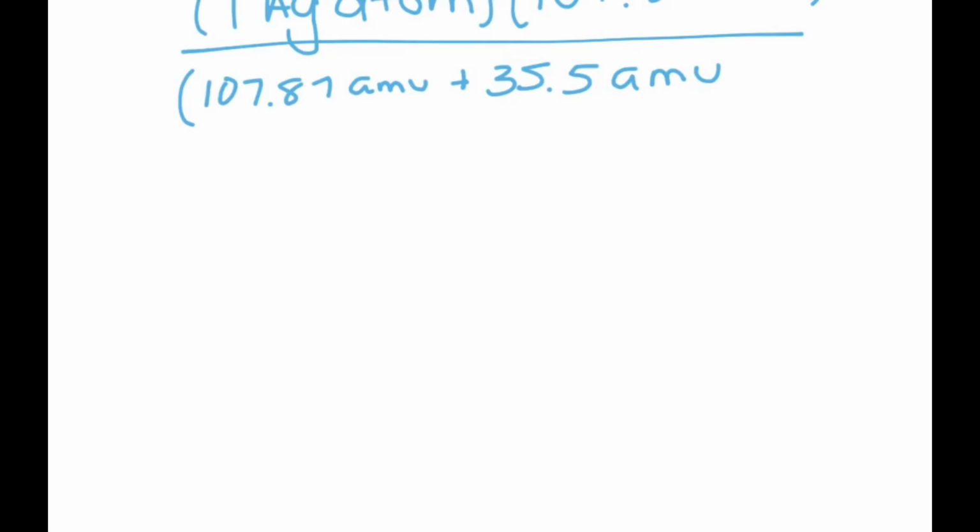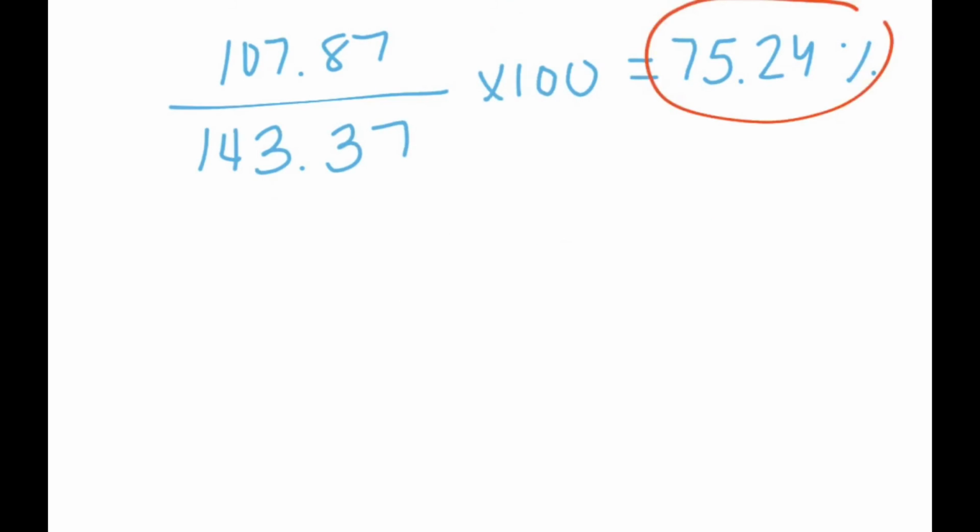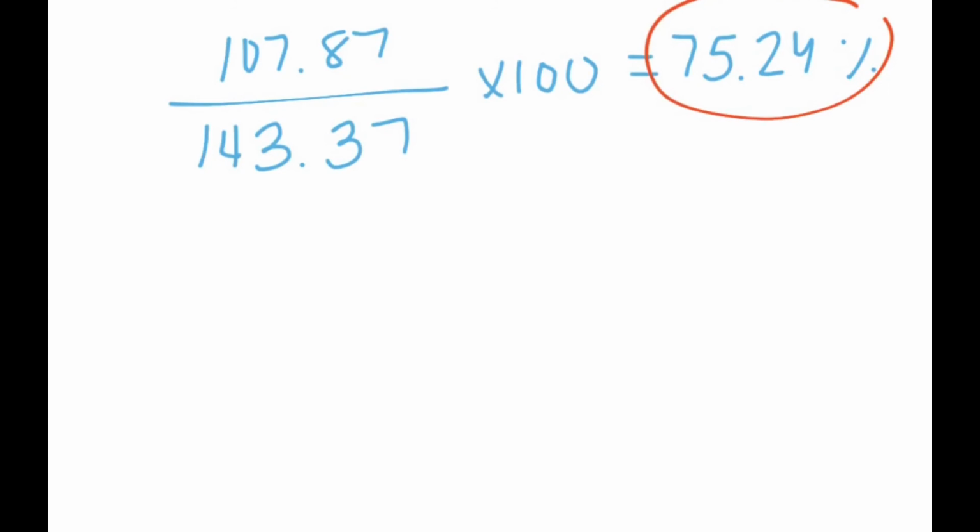This all gives you 107.87 over 143.37. From here, you multiply this by 100 to get 75.24%, which is the mass percent of silver in silver chloride. To calculate the mass percent of chlorine in silver chloride, you would do the same thing. So first, you would see that there's 1 atom of chlorine in silver chloride. So you would write 1 atom of chlorine.